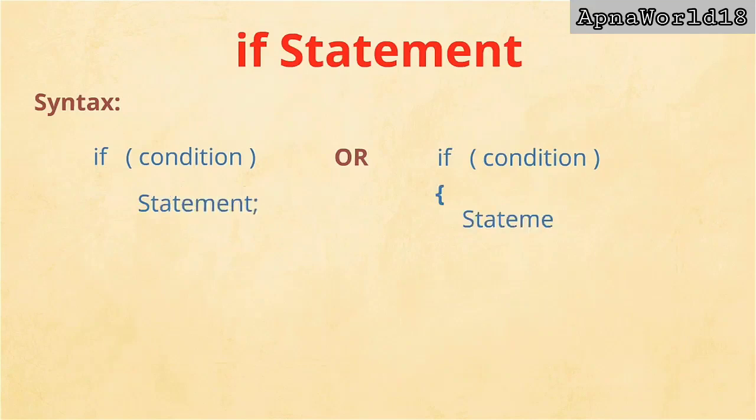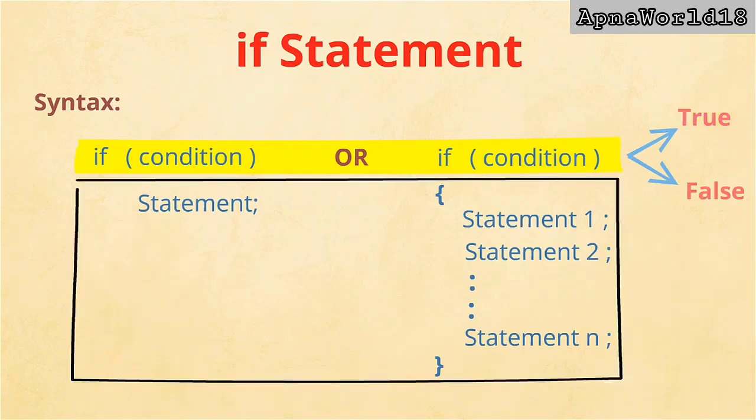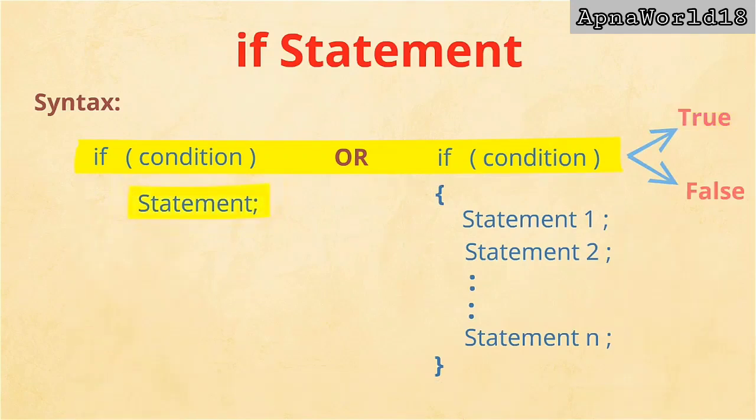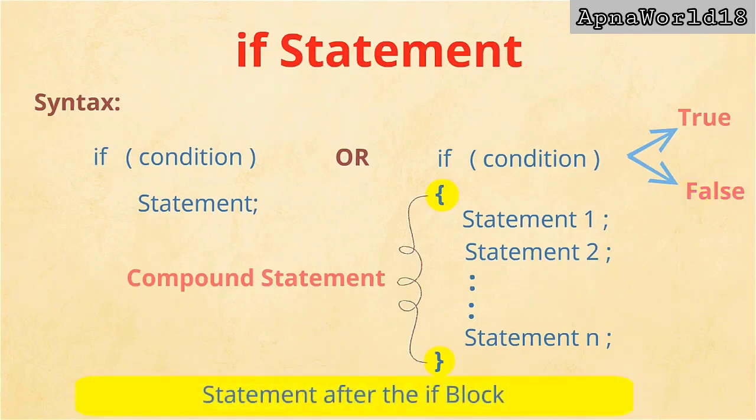The syntax for the if statement is as shown. The if statement has a test condition which evaluates to true or false. If it evaluates to true, the block of statements that follows it is executed. If it is a single statement, you can just write the statement directly. If it has multiple statements, also called compound statements, then you need to enclose them in curly braces. If it evaluates to false, then the control jumps to the statement after the block.